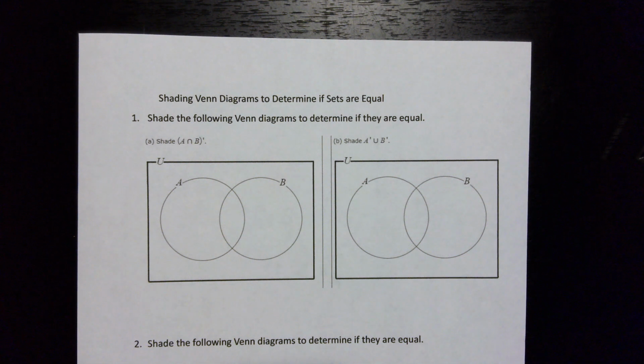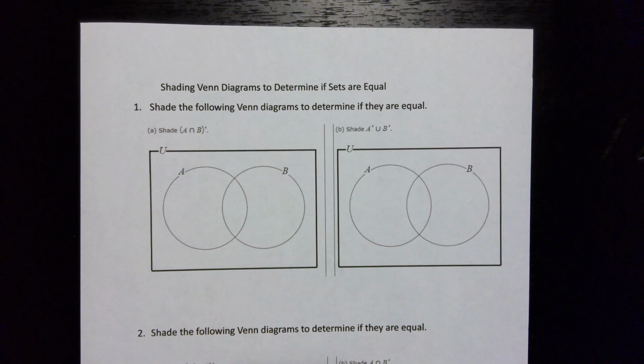In this video, we're going to be shading Venn diagrams to determine if the two sets are equal or not. So we're going to shade both of these things and then determine whether they are or are not equal. So at the end of the problem, it'll be a simple yes, they are equal, or no, they're not equal.